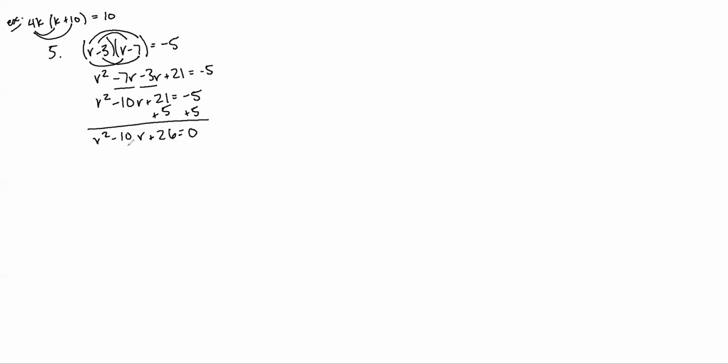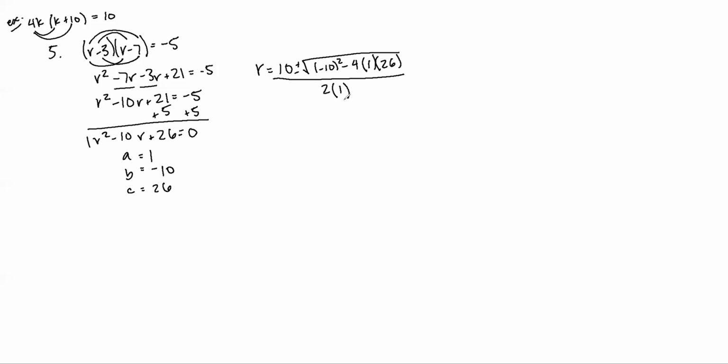Now we can go ahead and go through with the quadratic formula. A is 1, B is negative 10, C is 26. So this time it's an r instead of an x, so I'm going to say r equals negative b, or the opposite of b, so 10, plus or minus the square root of b squared, so negative 10 squared, minus 4 times a, which is 1, times c, which is 26, all over 2 times a, which is 1.